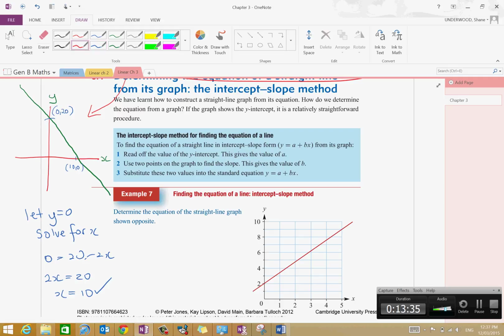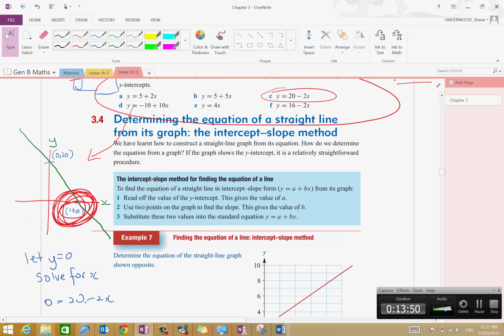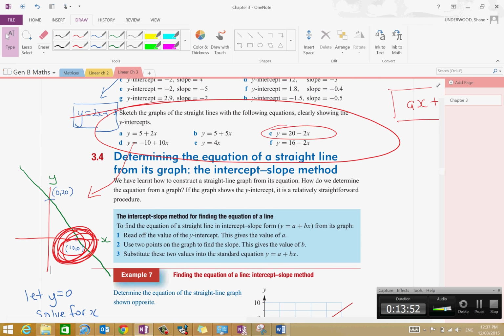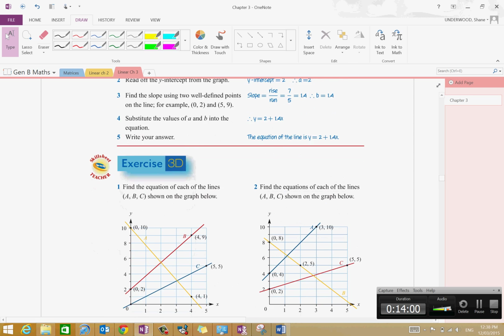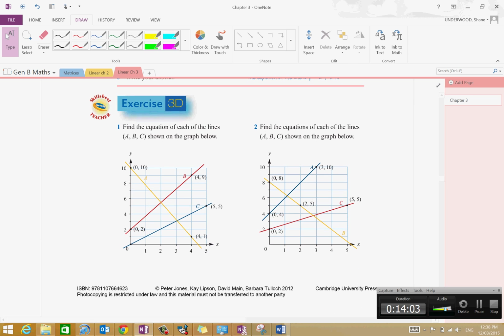We've got an x-coordinate and we've got a y-coordinate. This is the coordinate of the x-intercept, 10, 0. If you write 10 and you're asked for coordinates, then you're actually incorrect. It says clearly showing the x and y intercepts. Well, I've just shown you how to find the x. That's 3C.